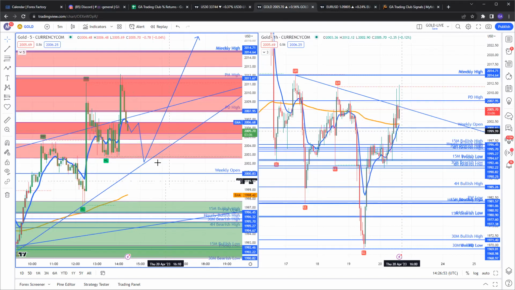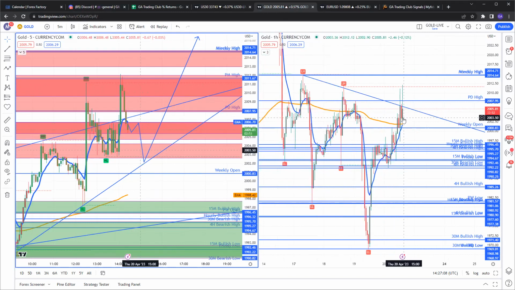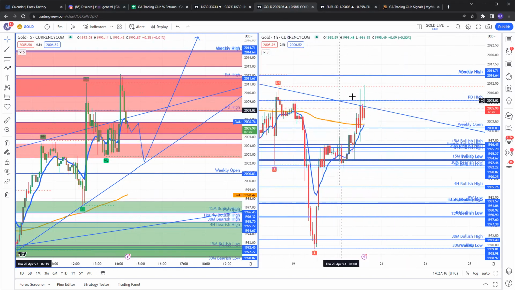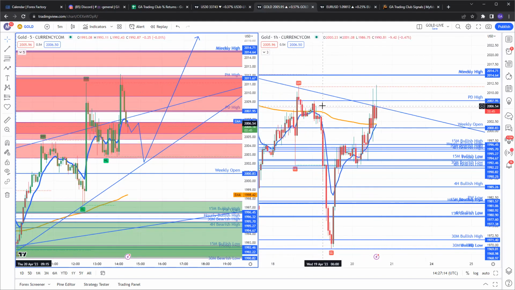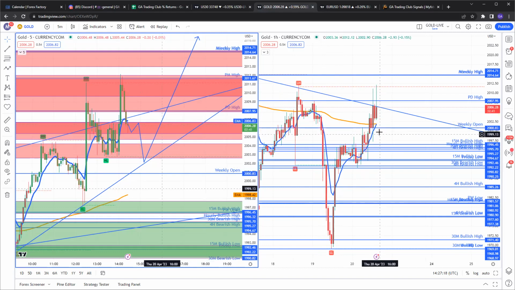Yeah, so gold is still dropping to the downside. I sold gold around 2010, 2009, so it dropped about 40 pips. This is what I expect for gold. You can see right now we are holding below this hourly trend line, but we also have this golden cross that's forming on gold.